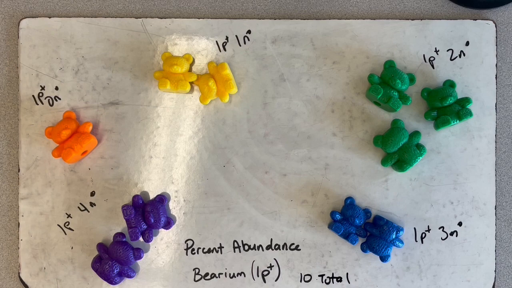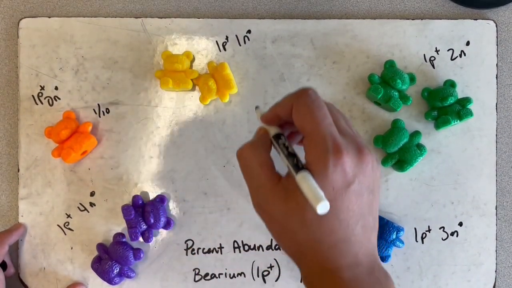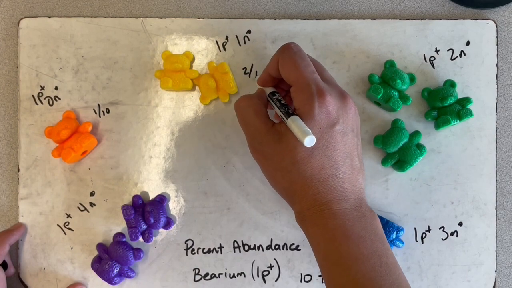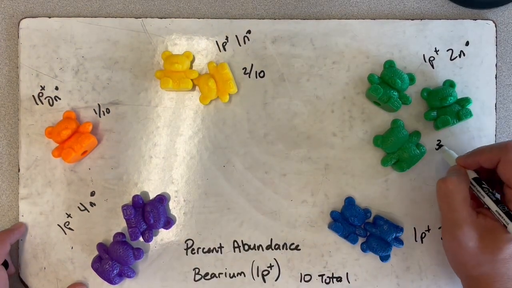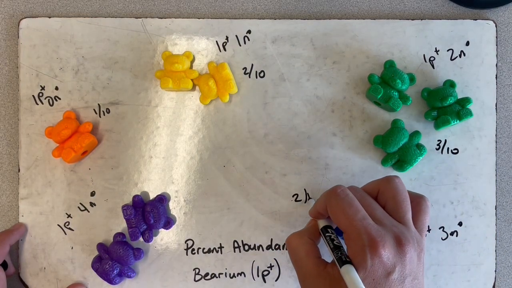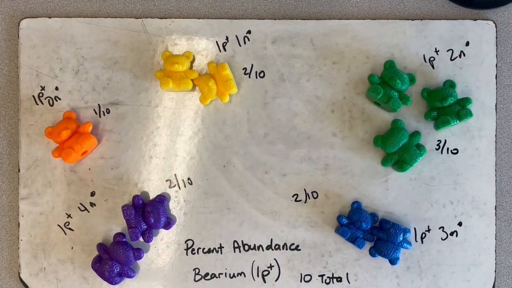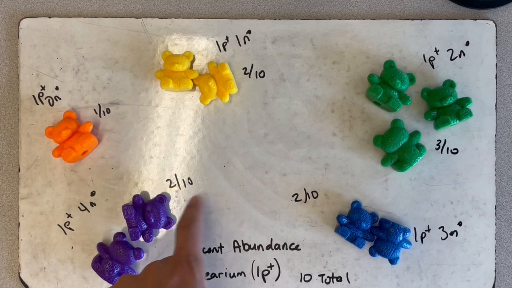And so this is going to help me figure out my percent abundance, because percentages are part of a whole multiplied by 100 to get a percentage. So here, this orange bear contributes 1 out of 10. Here I have 2 yellow bears, which are 2 out of 10. Green bears, 3 out of 10. These blue bears are 2 out of 10. And then these purple bears are 2 out of 10. So that's how much each one contributes. They're all isotopes because they have the same number of protons and different numbers of neutrons. And so we haven't gotten to the percent abundance yet, but we do have a fraction.